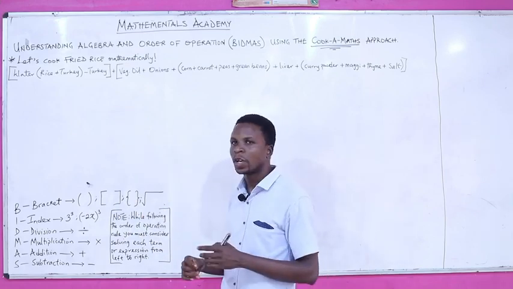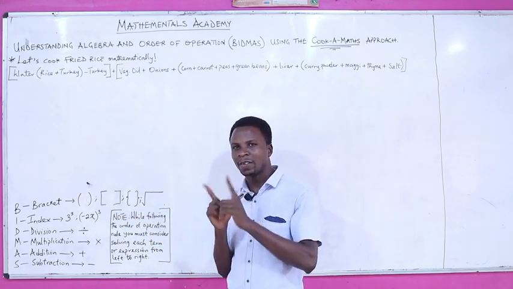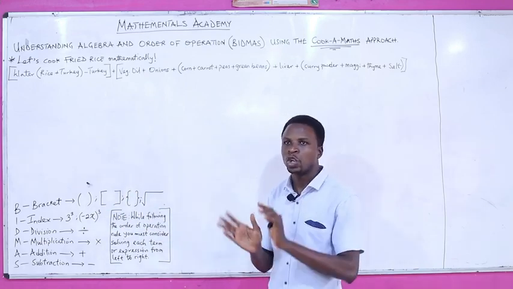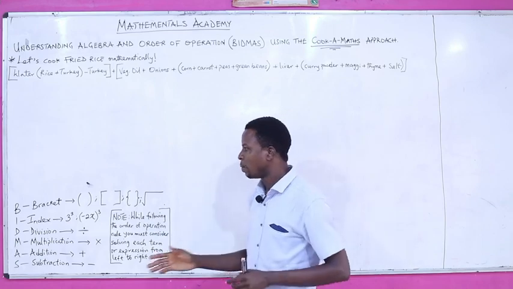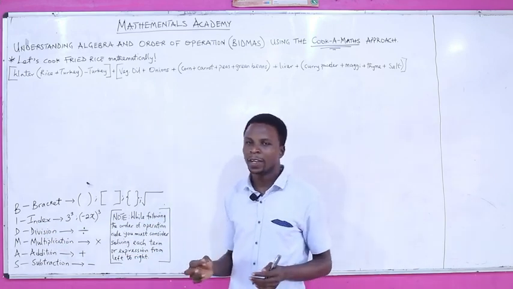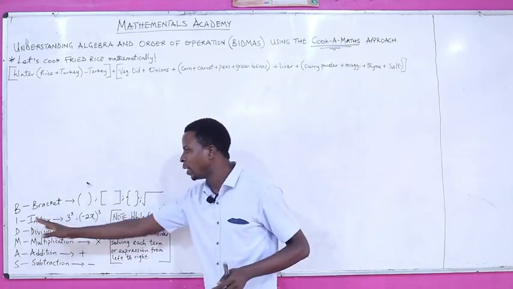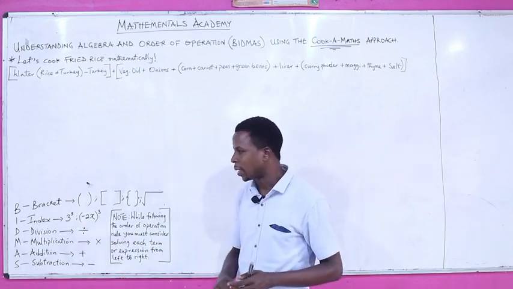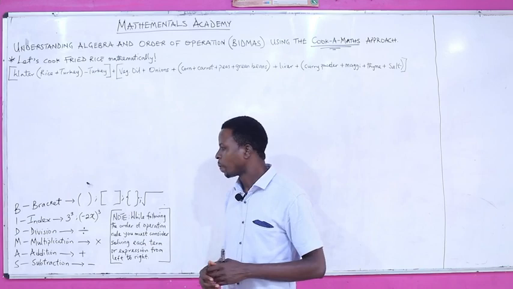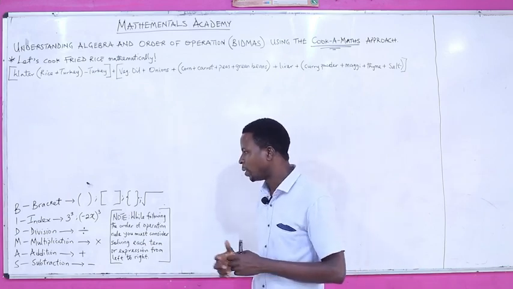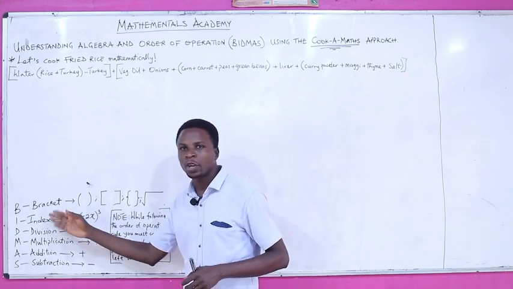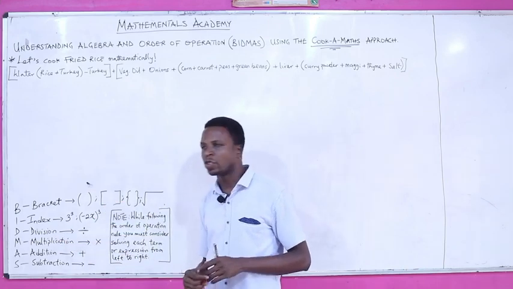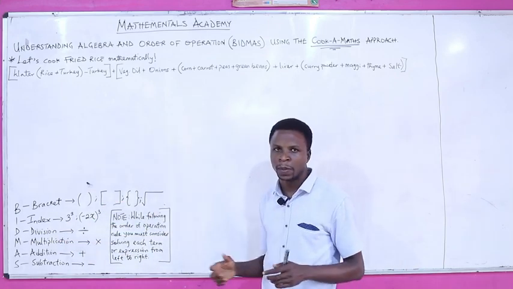Then we have our square root. So bracket here doesn't necessarily mean bracket. What it means is grouping symbols. So you work with your grouping symbols first before you go next to index. You scan through your question to see if you have anything that looks like index. An example we have here is 3 raised to power 3 or minus 2x all raised to power 3. After solving your problem that involves index, the next thing you should consider is division or multiplication.